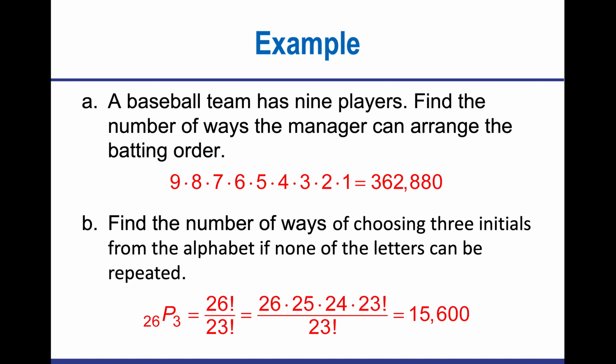If I want to look at finding the number of ways of choosing 3 initials from the alphabet, if none of the letters can be repeated, that's a permutation. How do I know it's a permutation? First of all, I'm choosing a certain number of items from a group. So I'm choosing 3 initials from a group of the alphabet. It's also a permutation because none of the letters can be repeated. If something can't have repeated things, that's going to be a permutation. So in Web 2.0, you would click 26, nPr 3, and you would skip this whole formula process, and it would give you 15,600.